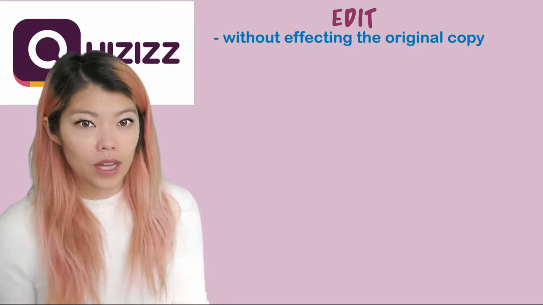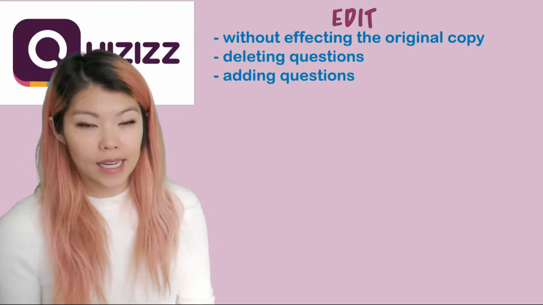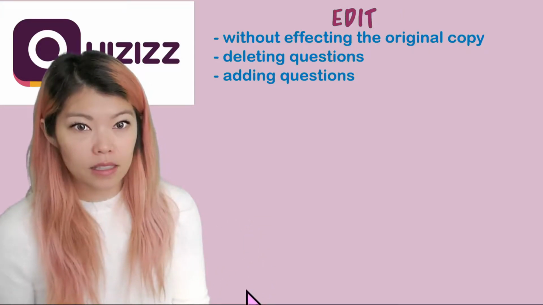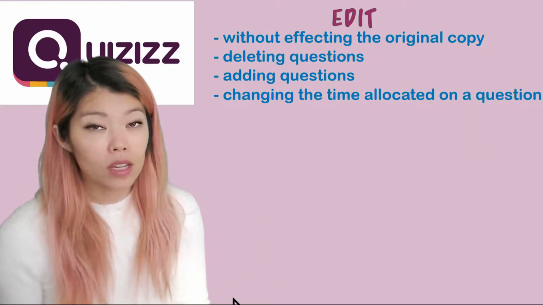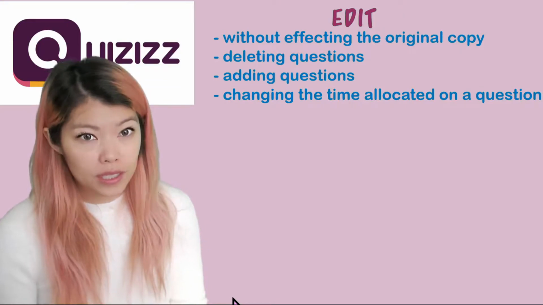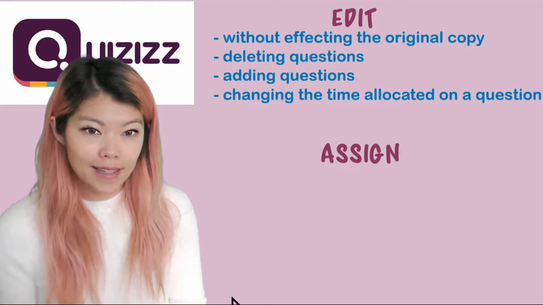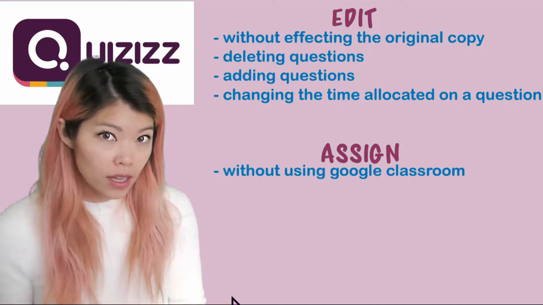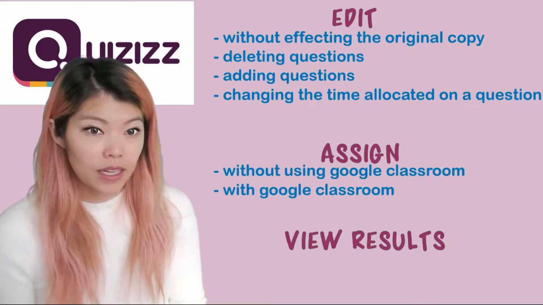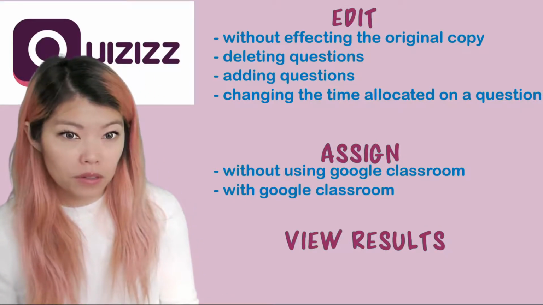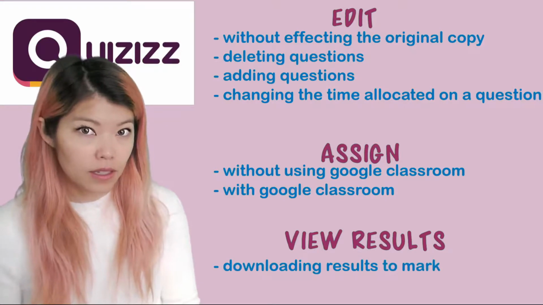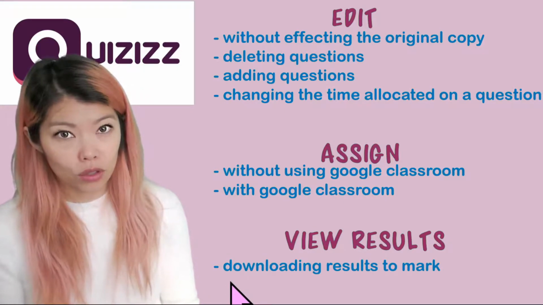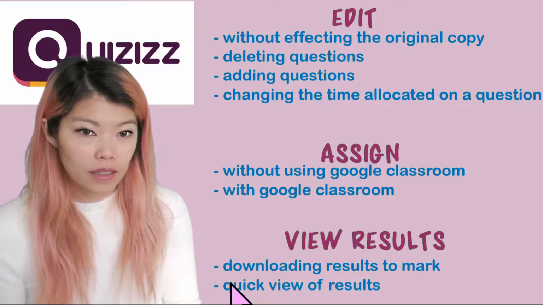Then we're going to look at deleting and adding questions to the test and changing the time allocated to each question if we want to use a timer. Then we're going to look at assigning the test with Google Classroom and without Google Classroom. And then we're going to look at how to view the results using Excel. So there's a button to download Excel. I'm just going to show you where the button is, and also looking at the results online.